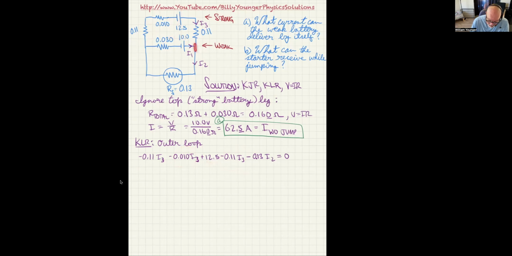And then I'm still going the direction of current in this bottom leg, so the starter motor has a resistance that'll be a voltage drop, and that voltage drop is given by I times R, where R is 0.13 ohms and I is I2. So now we have completed the entire loop, so the equation should be equal to zero. That's what we got. We can combine like terms, and that gives us this equation.